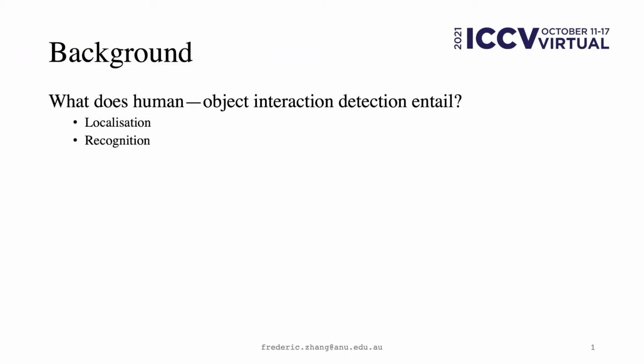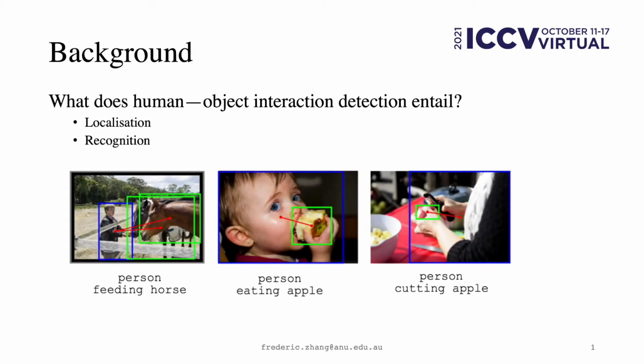Detecting human-object interactions involves the localization of interactive human-object pairs and the recognition of that activity. These images demonstrate the desired outputs. They might look simple enough, but there are many challenges for this task.